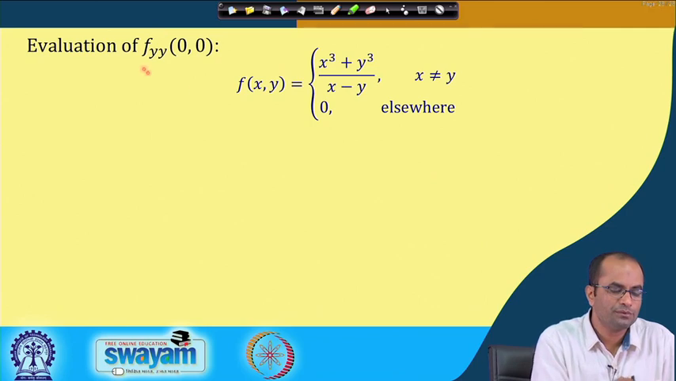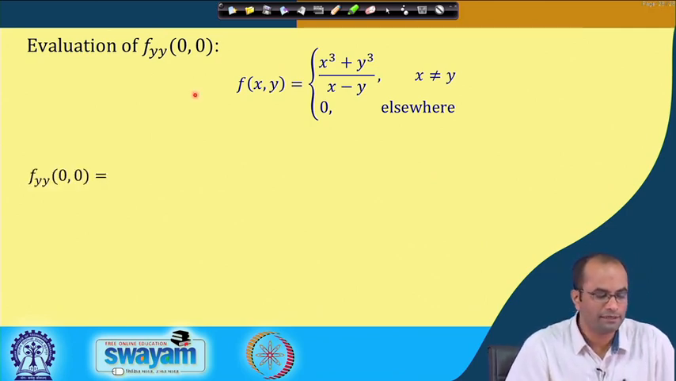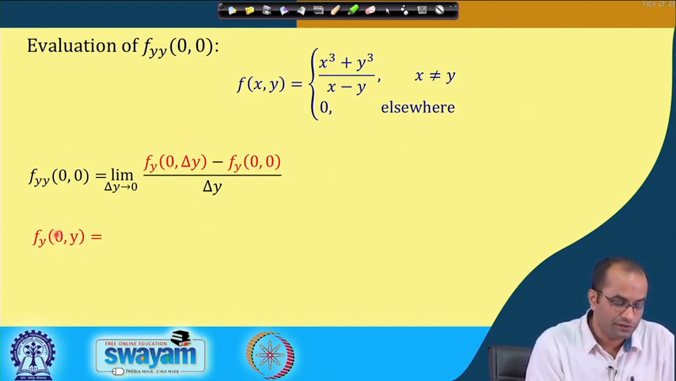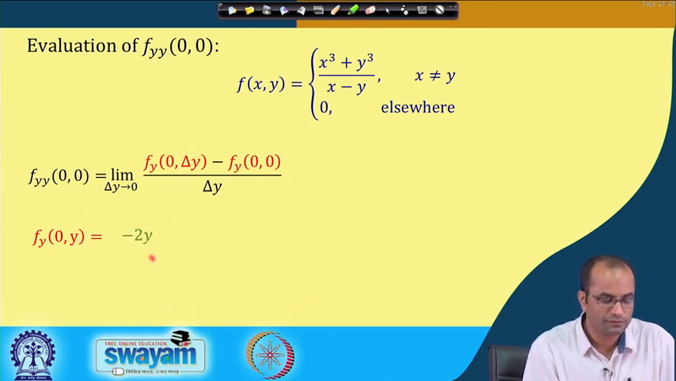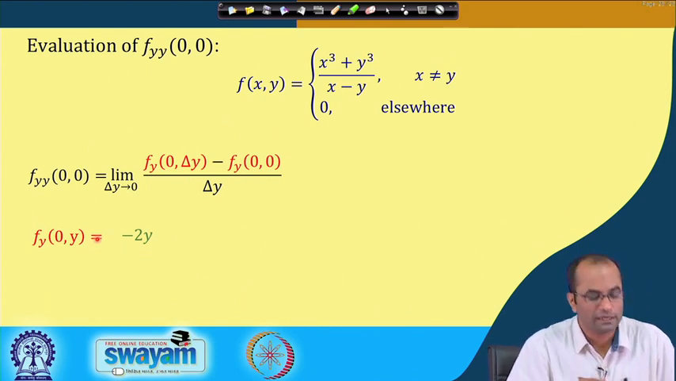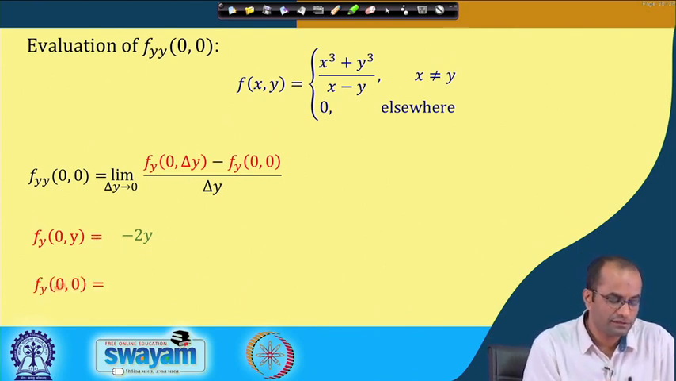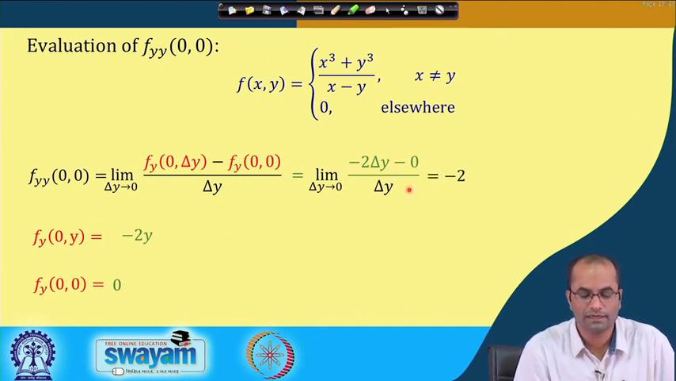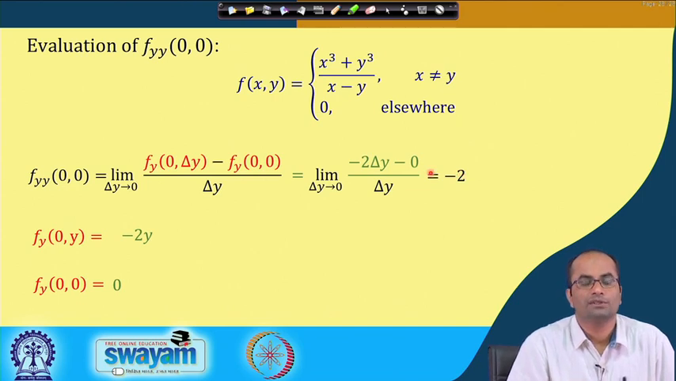Now, we can also compute the derivative with respect to y, like we have done before. So, now we have to compute f_y(0, Δy). As earlier, we will get minus 2y, because of the minus sign here, and at (0,0) it will be 0. So, now f_yy, the second order derivative with respect to y, will be minus 2Δy over Δy, and this will cancel out, and we will get minus 2 as the answer for f_yy at (0,0).